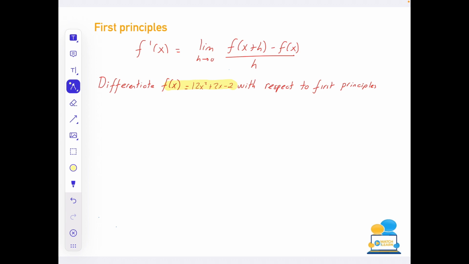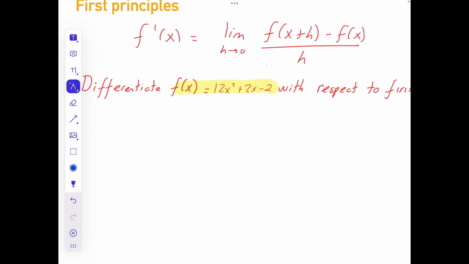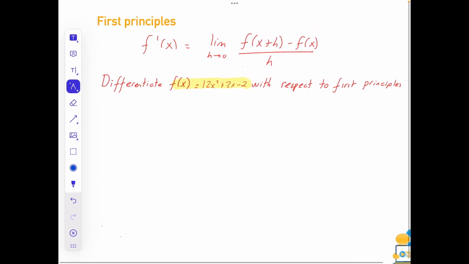So it says differentiate 12x squared plus 2x minus 2 with respect to first principles. Okay, so we are going to be differentiating. Now, if I asked any of you, and I hope from what we did at the start of the video, everyone will be able to differentiate this. I'm going to write it up here in the corner: f dash x would be 12x squared will differentiate to 24x, and 2x will differentiate to plus 2. Okay, that is the answer. We know that's the answer. We can do that without any method.